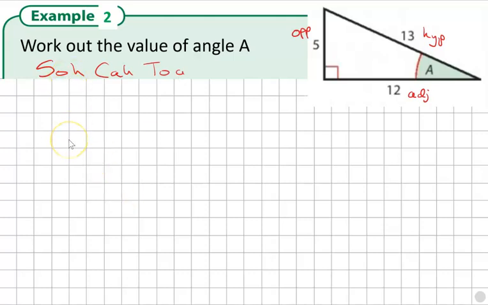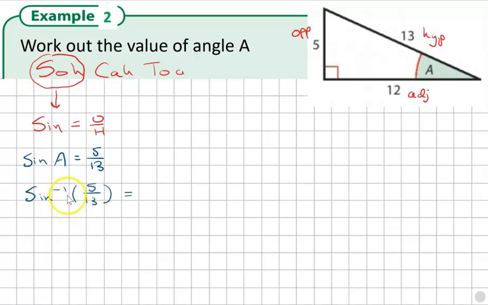So I'll start with SOH. SOH stands for sine equals opposite over hypotenuse. So the opposite is 5, the hypotenuse is 13. So sine A, the angle is called angle A, sine A is equal to 5 over 13. And the rule is when we don't know the angle, we have to use the inverse. So sine to the power of minus 1, that really means the inverse function of sine. And a bracket will open in your calculator when you do that. So you press shift in your calculator and then sine, and a bracket will open. Press the fraction button, put in 5 over 13, close the bracket and equals.